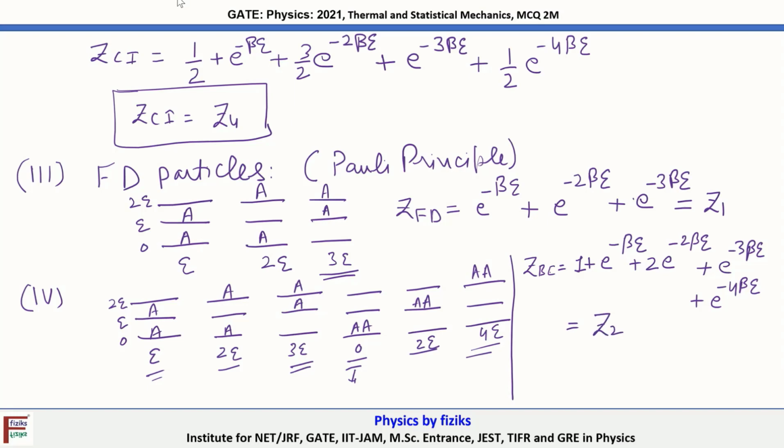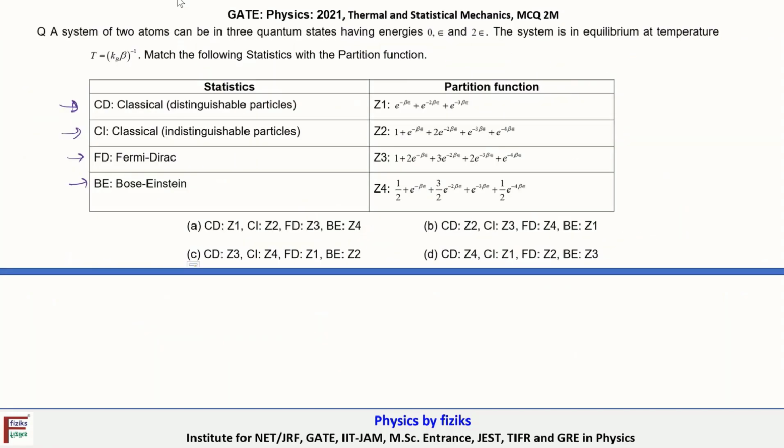So when we compare all these 4 different distributions of particles in these 4 different cases, option C matches with all these results. Okay, so therefore C is the correct option.